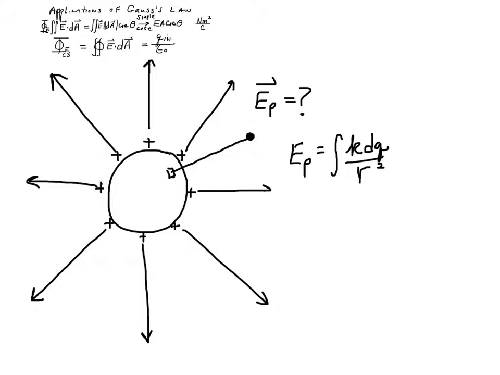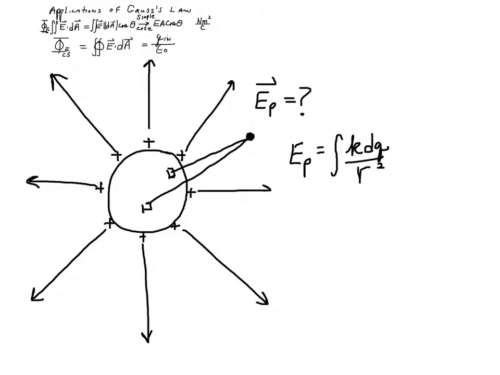For another dq down here, we would have a different R, and we would have to go over the entire sphere with all these little dq's and do this integral. So you can appreciate that that's very complicated. Instead, we're going to use a trick. We're going to use Gauss's law to solve this.